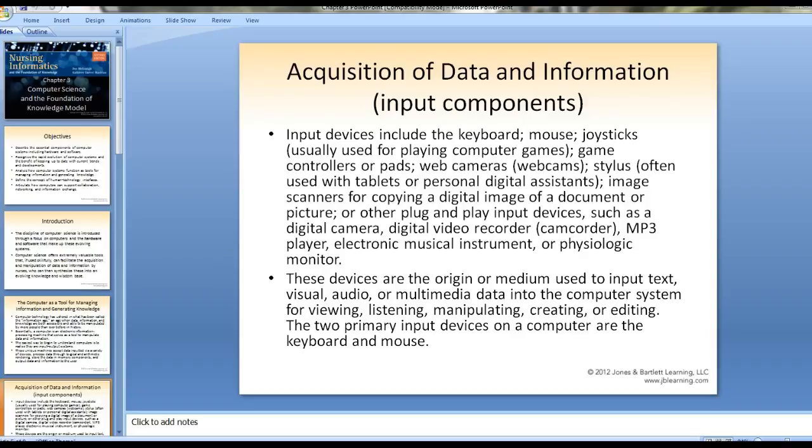Okay, so now we're going to talk about acquisition of data and information and input components. This is scary stuff. I know it's kind of dry, but we have to get through it so we can talk more about how we actually utilize things in the computer.